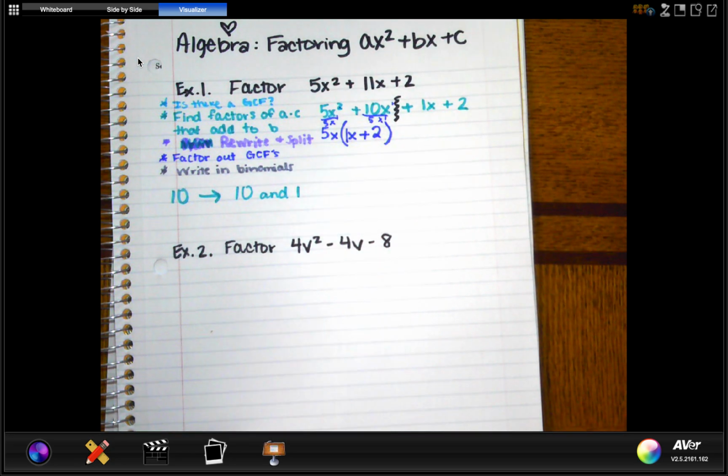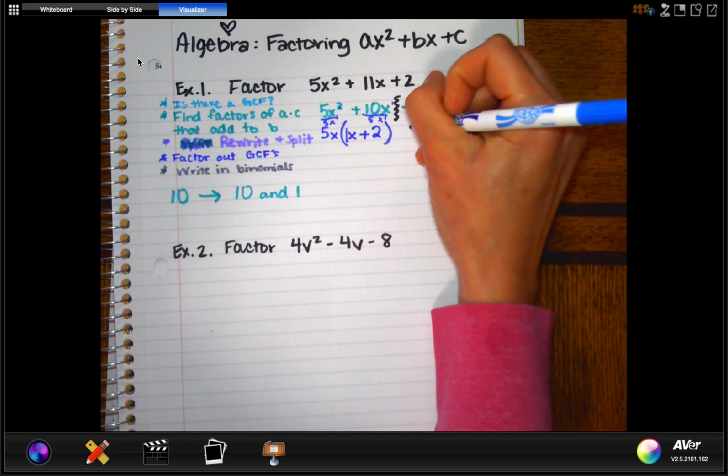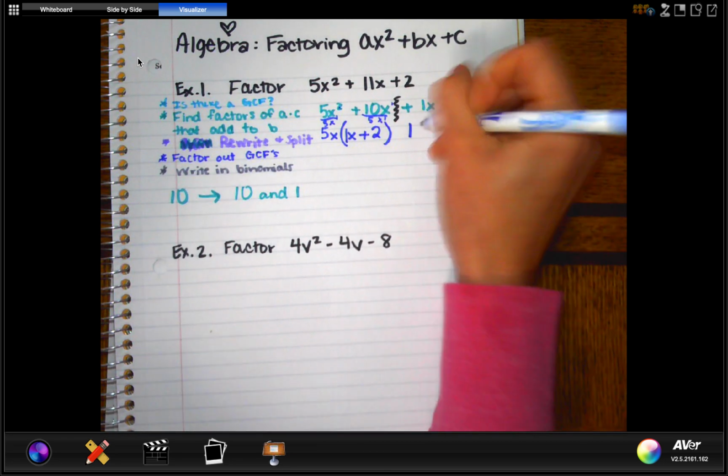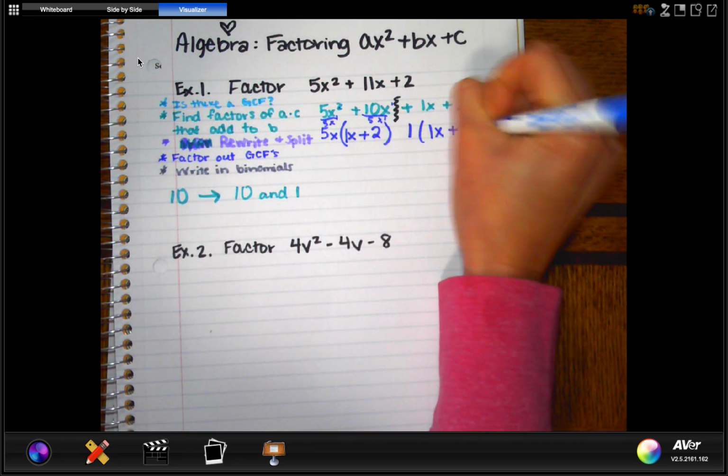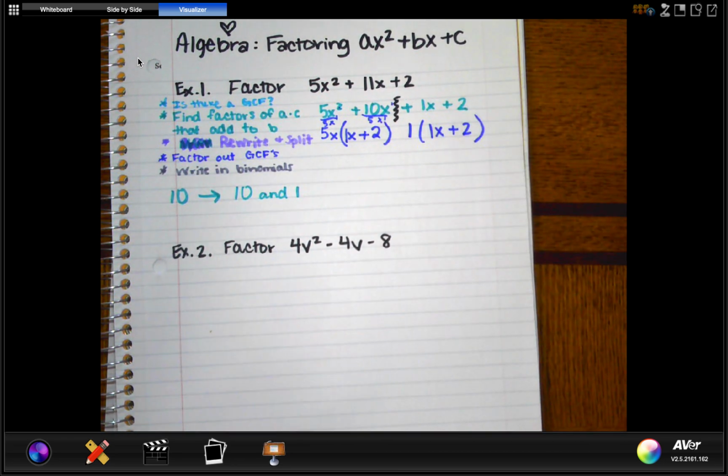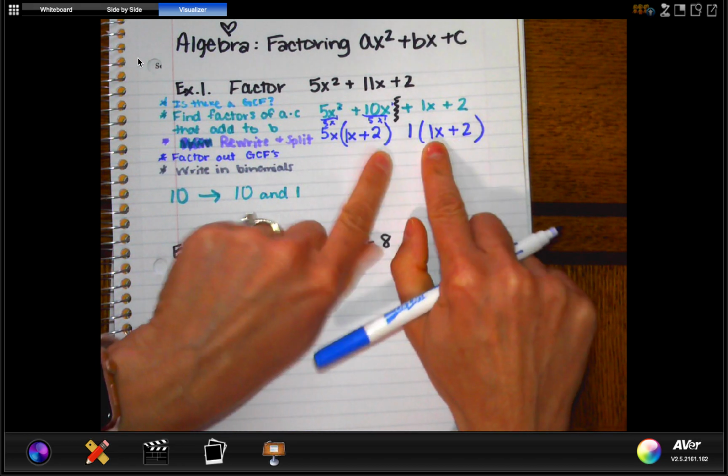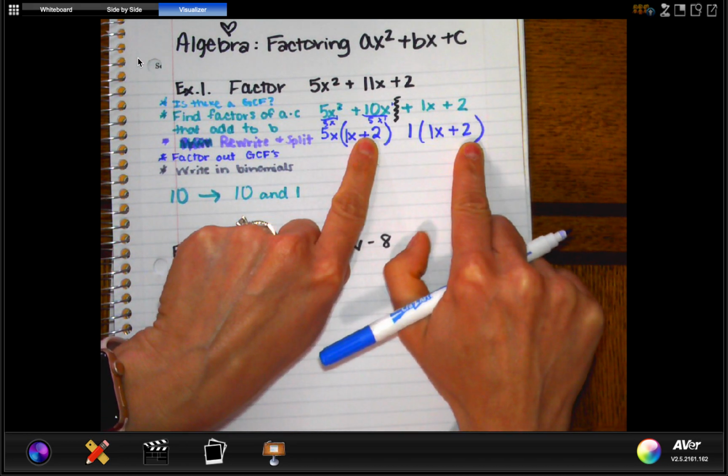Okay, same thing on the other side. What's the greatest common factor that can come out of 1x and 2? Sometimes this is going to happen. It's 1. And then that leaves us with 1x plus 2 that is left in here, which is good. We want these to match inside our parentheses on both sides.